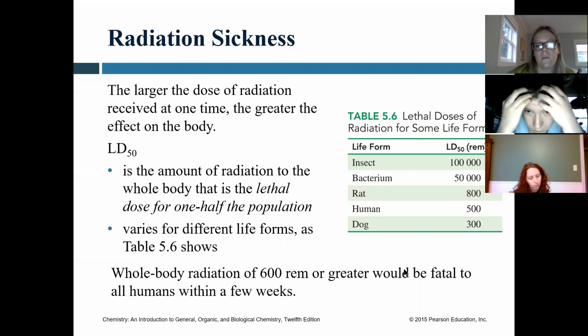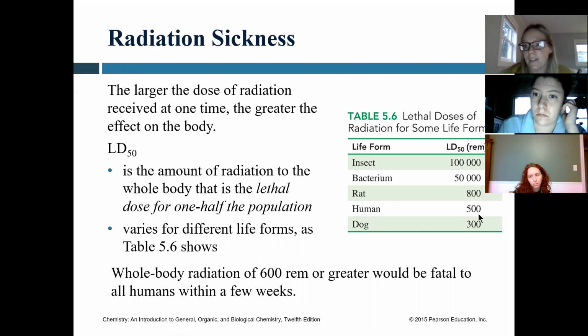We also have another unit that you can use for radiation sickness. It's called an LD50, which is the amount of radiation in REM that something could experience, and 50% of those life forms would die. So for instance, humans can experience about 500 REMs, and half of the people in that sample would die.